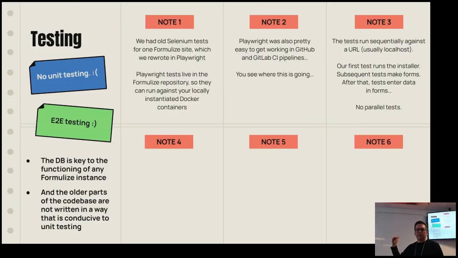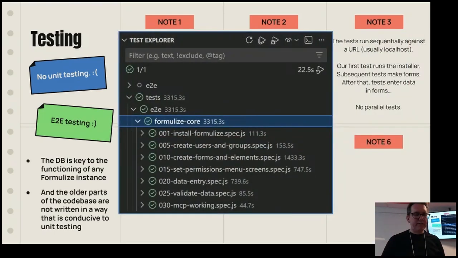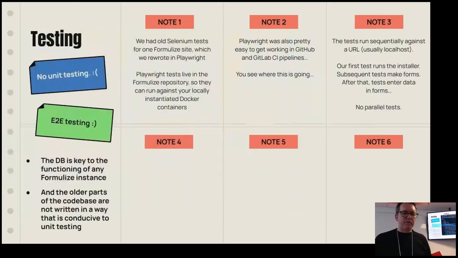Now, in our case, first test runs the installer, next test makes forms, after that, tests enter data in the forms, and so on. There's no parallel tests. This is what the tests look like. Number 1, install, then create the users and groups, then do the forms and the elements, then set all the permissions and create the menu entries, then do the data entry, validate it, and check that the MCP server is running. So that all happens in order. You can't do the data entry until you've created the forms and so on. That's true for some functional tests. There might be other situations where you just run a whole bunch of things in parallel because they're each atomic. But essentially, we have dependencies between our tests. That's the bottom line.